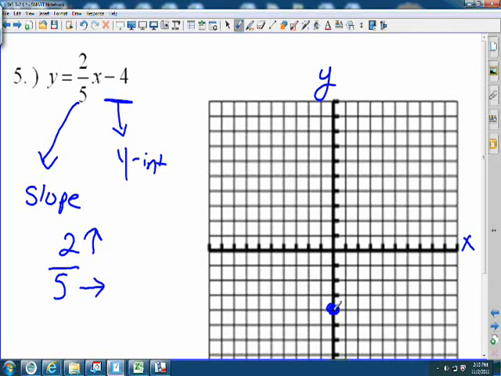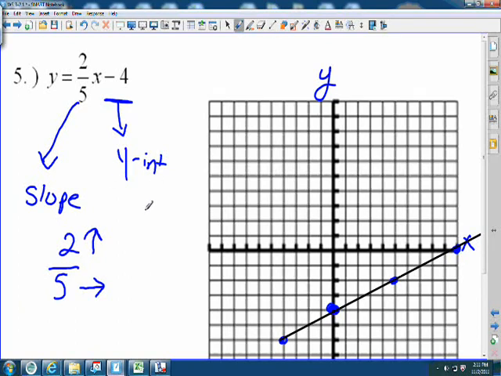So I will start here and I will go up 2 to the right, 1, 2, 3, 4, 5, and put a dot. Up 2, to the right 5. Down 2 to the left 5. I've got enough dots. I can draw my line and connect the dots. And again, put it in the calculator and check it.